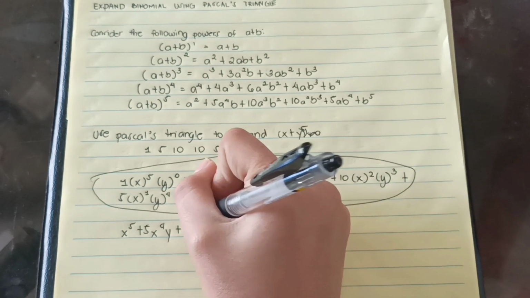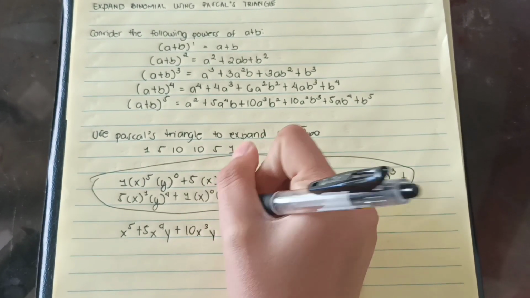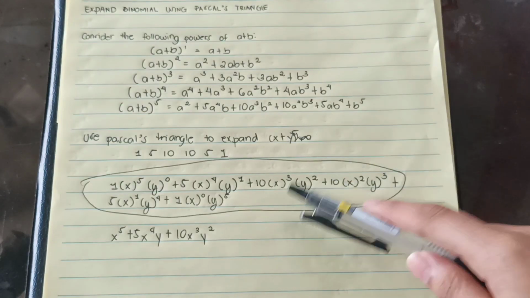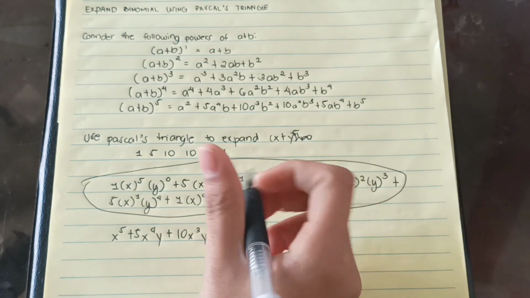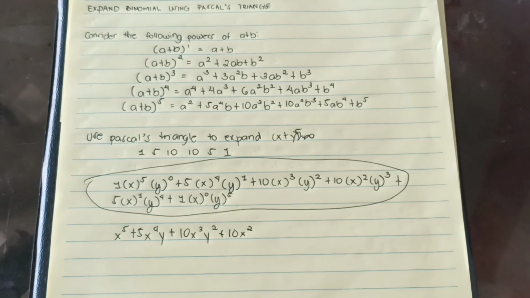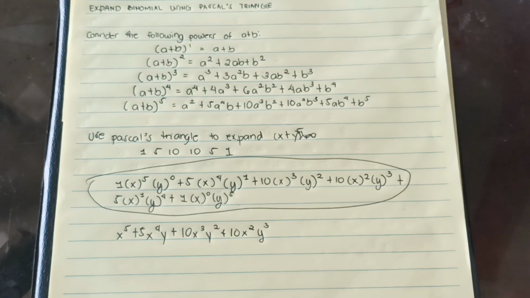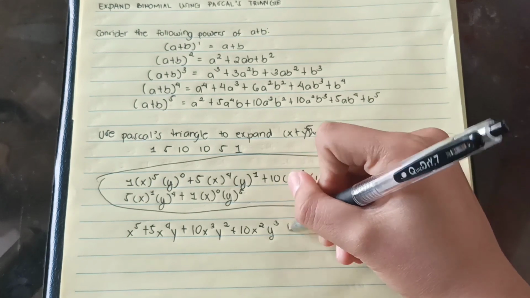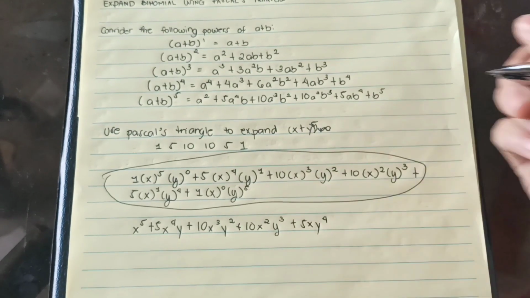We have 10x raised to 3 and y squared, followed by 10. We will multiply it, so that is 10x squared times y cubed. Next, we have 5. 5xy raised to 4.